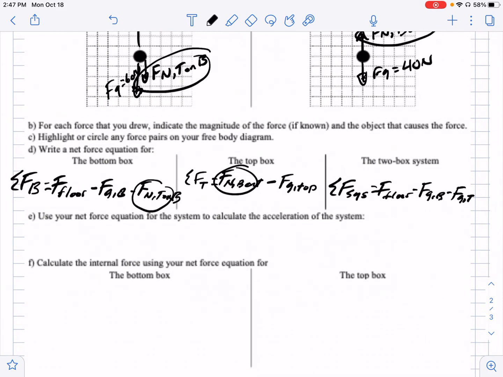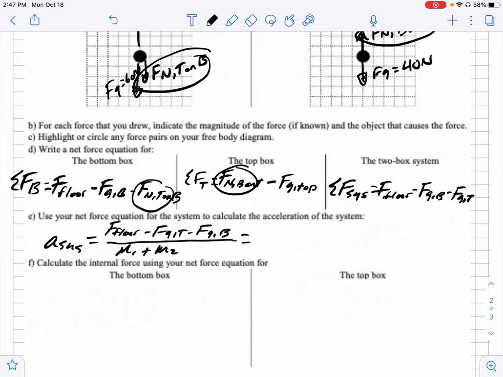Now we can calculate the acceleration of my system. So the acceleration of my system is going to equal the net force of my system, which is the force exerted by the floor onto that bottom box, minus the weight of the top box, minus the weight of the bottom box, all over the mass of my system. So M1 plus M2.